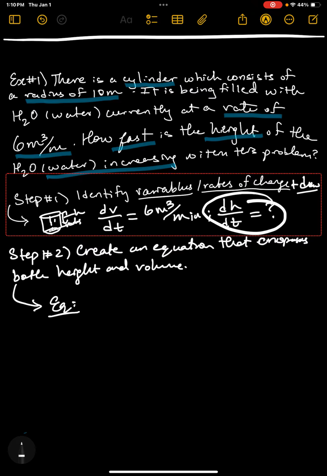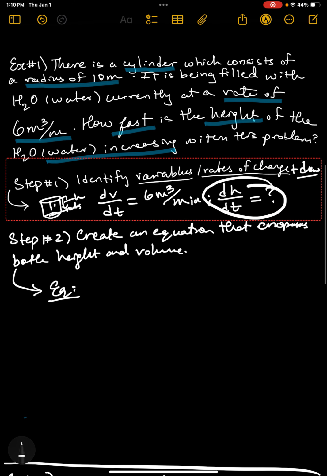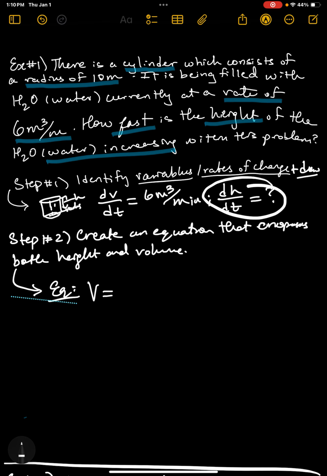So our third step here would be to create an equation that encompasses both height and volume. So both these variables are rates of change. So what we can do is use a volume formula, because we know volume is a variable of change here, and say volume is equal to pi r squared h, and this is the volume of a cylinder formula, so we can use this.